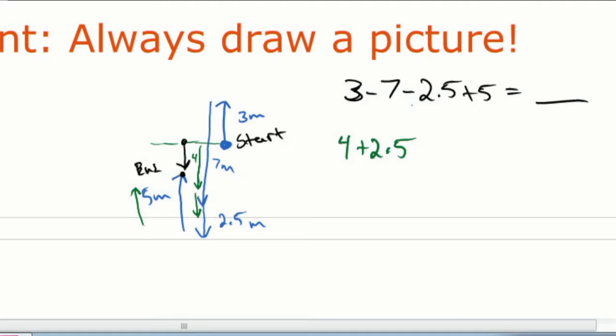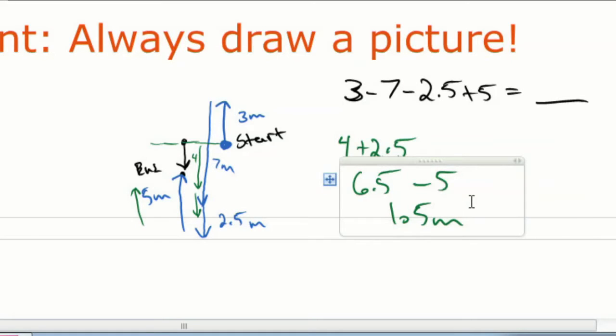So if I go down 4 and down 2.5, that's 6.5 I've gone down. And then I've gone up 5. So I'm going to subtract 5. And again, I end up 1.5 meters from where I started. If I go 3 minus 7 is negative 4. Minus 2.5 is negative 6.5. Plus 5 is 1.5.